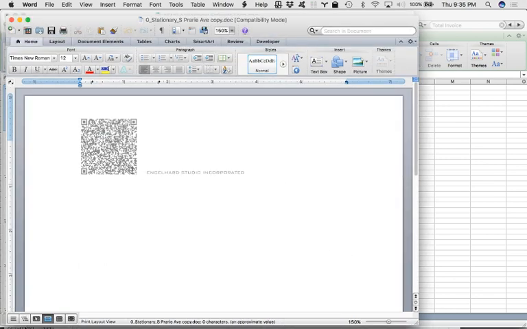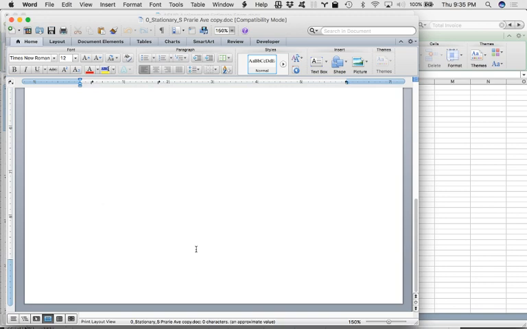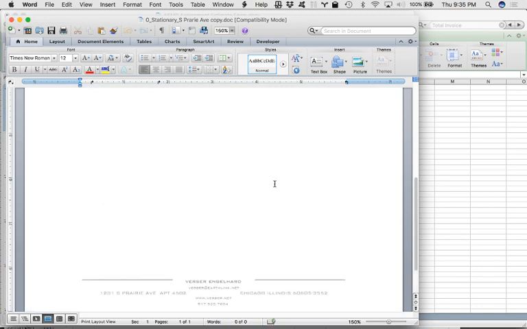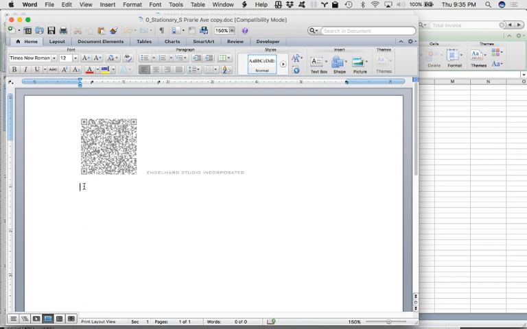So on mine, it's got the logo at the top for Engelhard Studio, and then all the mailing and contact information is sitting down here below. So this is how mine works. Mine starts out just with the date at the top. I think this is a little bit more attractive.